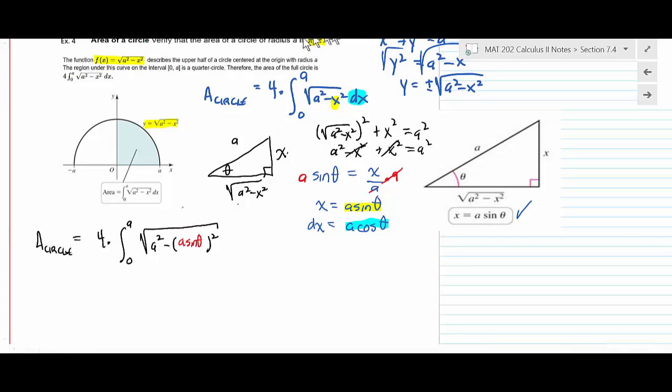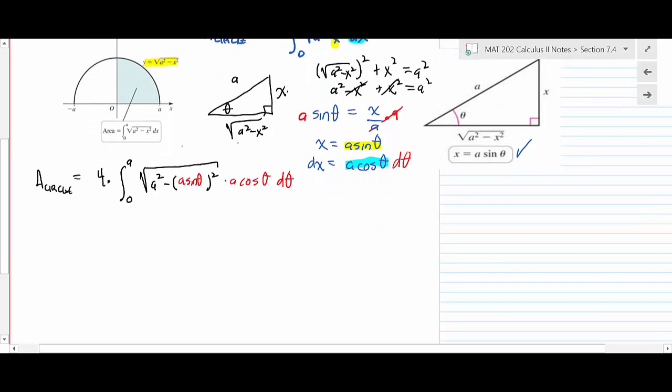Then the dx is going to get replaced with a cosine theta right there, and I need to have a d theta at the end like that. So we've got everything substituted the way that we want. Does that make sense as far as the substitution? The reason this works so well, once you start working out these problems, is that the square root usually goes away because you end up using an identity.